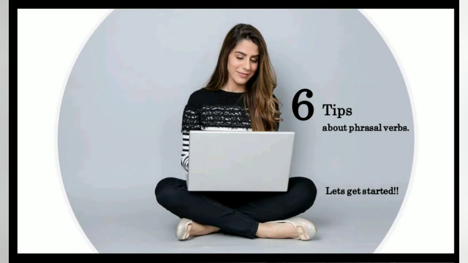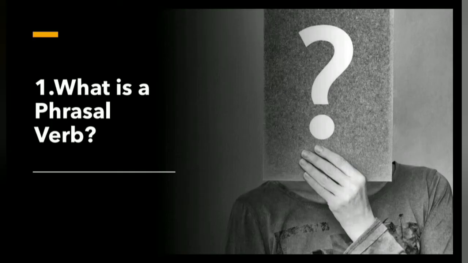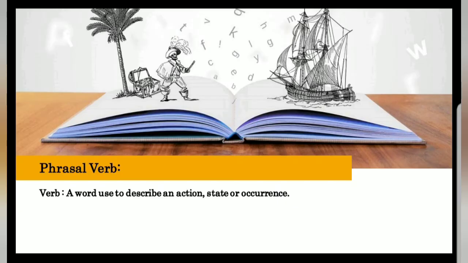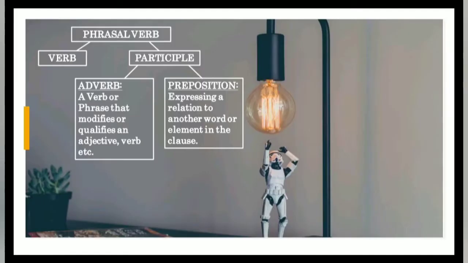So, we will discuss 6 interesting tips about phrasal verbs, which will really help you to understand them. So, let's get started. Tip number 1. What is a phrasal verb? A phrasal verb is basically a verb, which means a word used to describe an action, state, or occurrence.